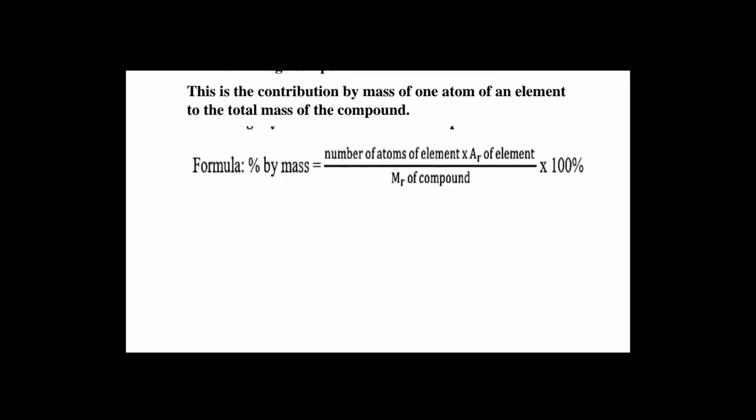Now, there's a formula which is used to calculate the percentage composition. And I am going to explain this formula very well when I'll be looking at an example just in a moment. So the formula is percentage by mass equals number of atoms of elements times the average atomic mass of the same element over the total molar mass of the compound.